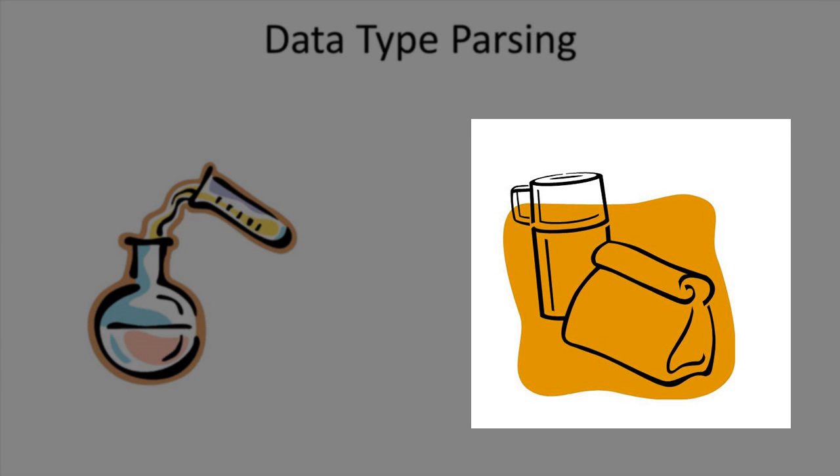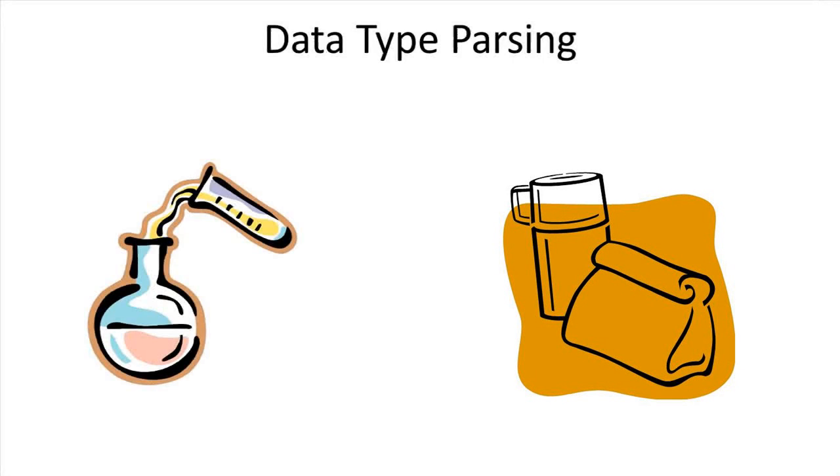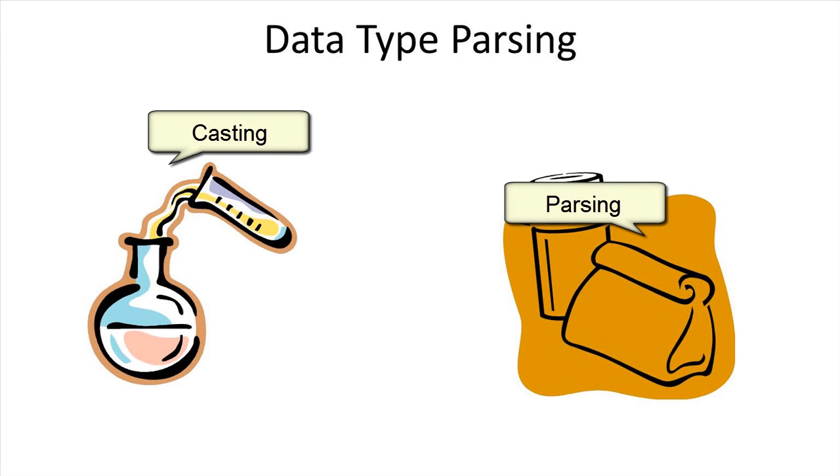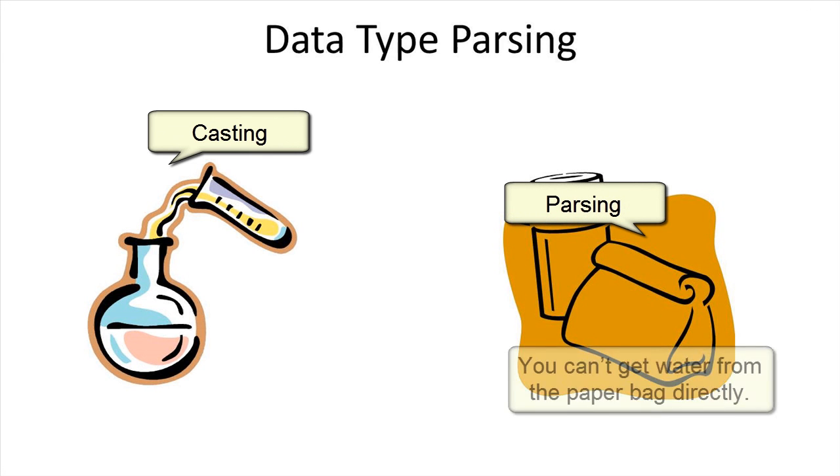Someone could say, drink what's in your bag, and they mean the water. So you can use casting to get liquid from one liquid container to another, but you can't use casting to get water from a non-liquid container. To do that, you need to use parsing.